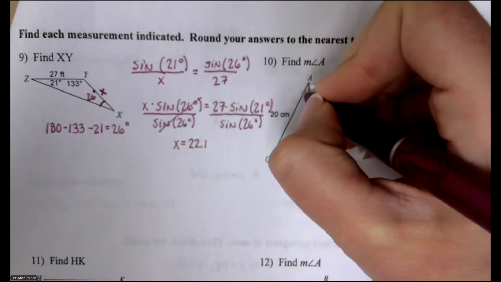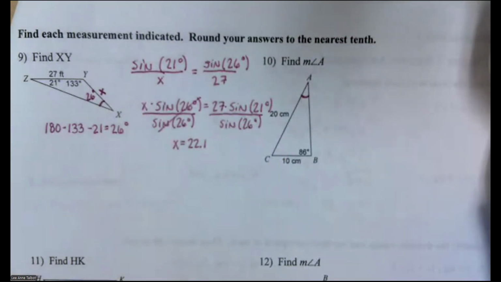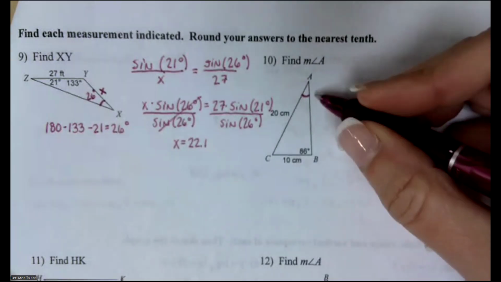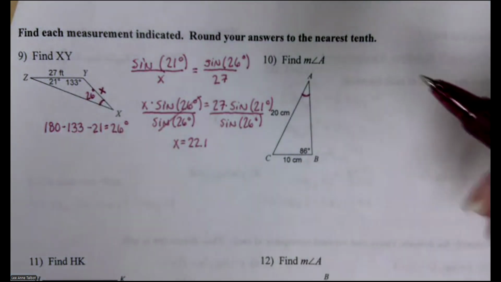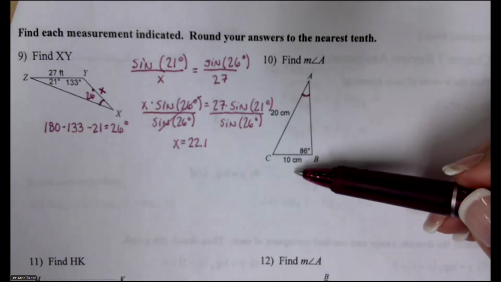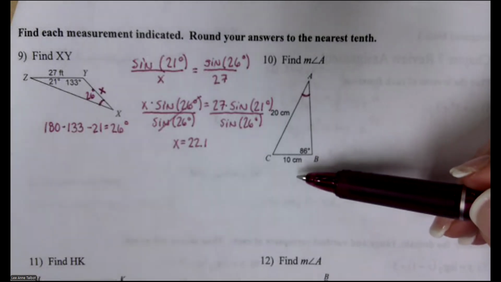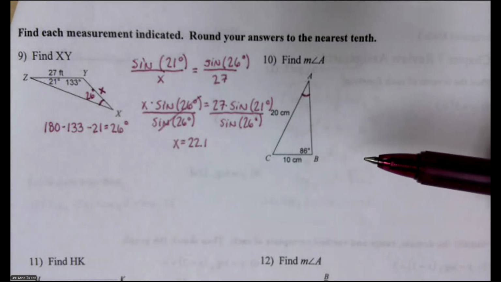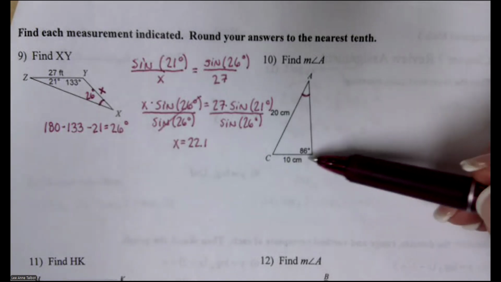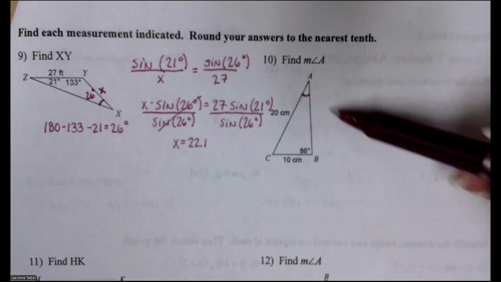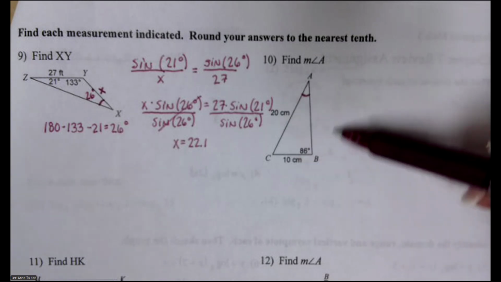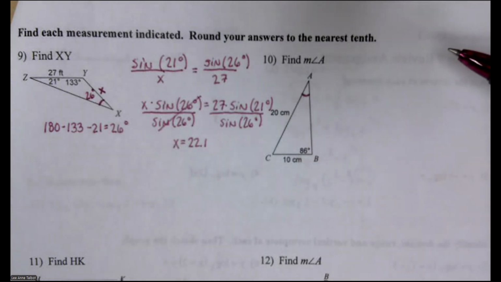Okay. Number 10. Find the measure of angle A. So I'm going to put a little mark there just so that I can see the visual of what's across. So for this question, do we have two sides and the angle between them? No, we have two sides and the angle over here, but we do not have two sides and the angle between them. Do we have all three sides? No, there's not a number over here. So this is law of sines again.